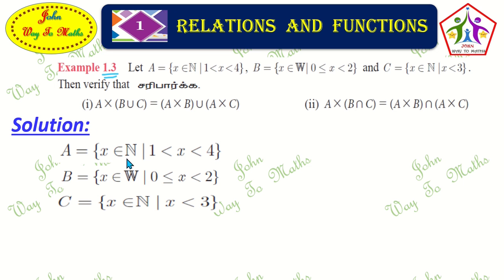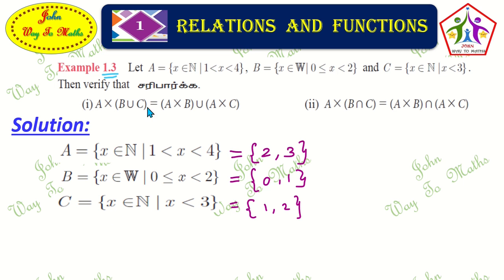A set is equal to the set of all x belongs to natural numbers, x lies between 1 and 4. So x lies between the numbers 2 then 3. So 2, 3 is set A. Then set B is equal to the set of all x belongs to whole numbers. So x lies between 0 to 2. So 0 is included, then 1. Then set C is equal to x belongs to natural numbers, x is strictly less than 3. So natural numbers start from 1. So 1, 2 is set C.